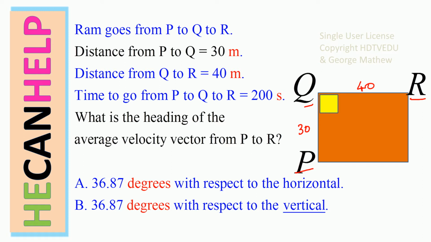A, 36.87 degrees with respect to the horizontal, or is it 36.87 degrees with respect to the vertical?